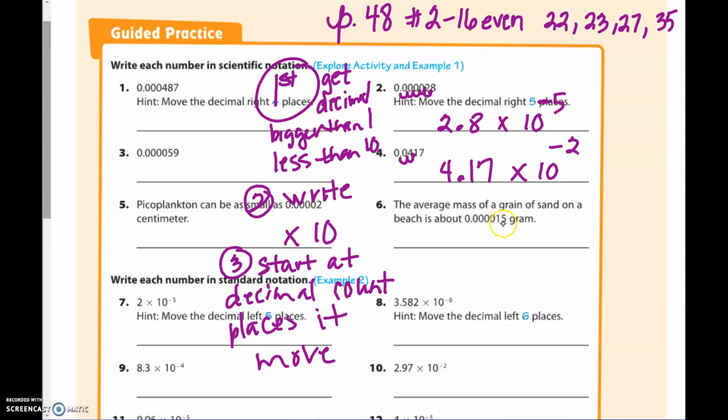All right, go put your decimal in. So I'm going to put it in here. So it's 1.5. Step 2, write times 10. Then how many places did I move the decimal? 1, 2, 3, 4, 5. Small number, so a negative 5 exponent.